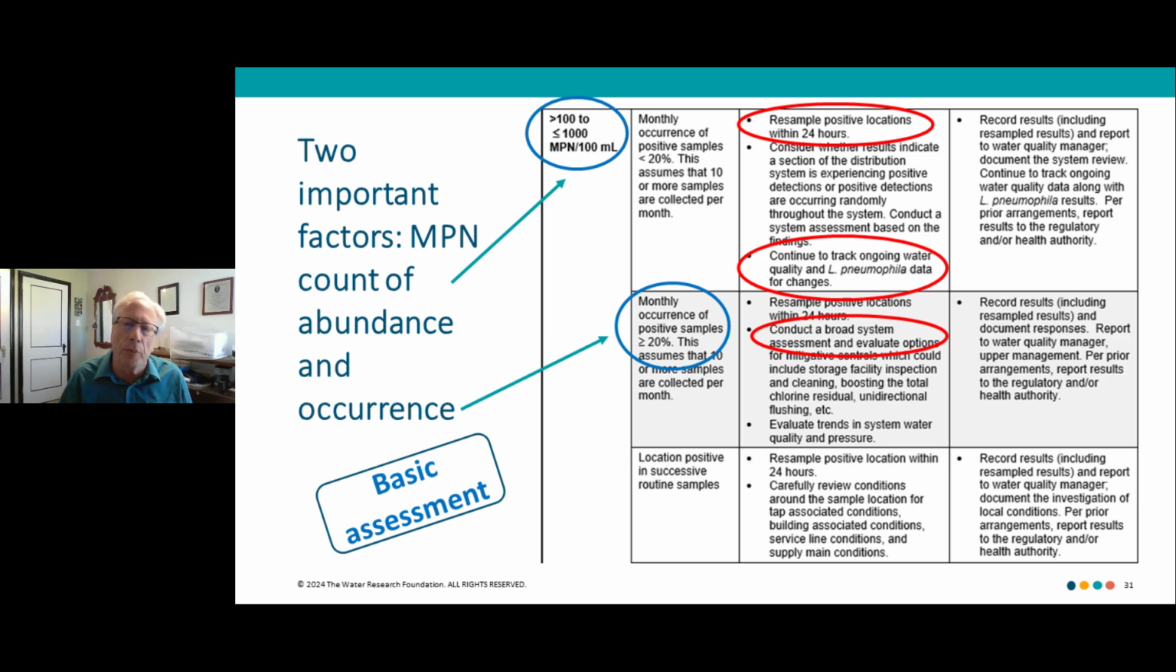And maybe you look at some other things. Was there construction going on around the area? Is there anything that could be obvious that could explain that? If you start to get not just one sample turning up in a month, but say you had 3 or 5 samples turning up either in the same pressure district or across the system, you might want to take a broader look at what's going on. So we're looking at both the MPN count and how many samples are turning up positive.